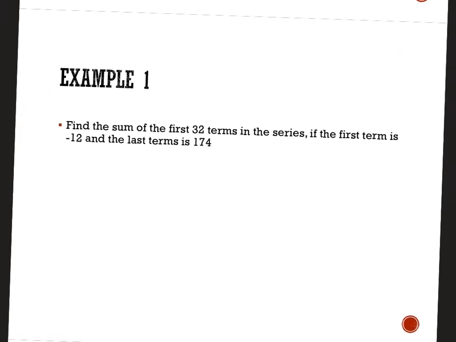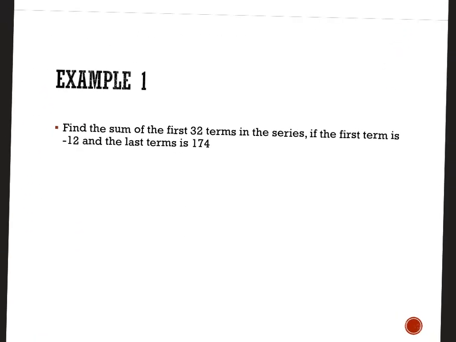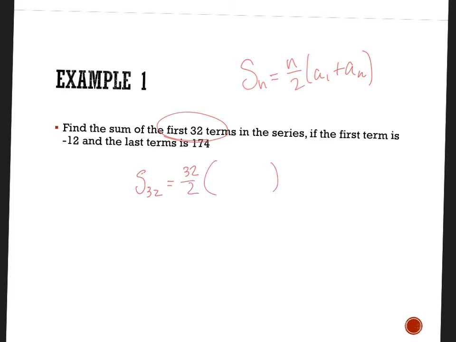So moving it up, let's give this a try. Just like before, I will write the formula up every time, and then we'll plug in what we know or what we need. This one says find the sum of the first 32 terms. So let me start filling in my formula. S sub 32 is equal to 32 over 2. Now all I need is the first term and the 32nd term. It tells me the first term is negative 12 and the last term, the 32nd term, is 174.